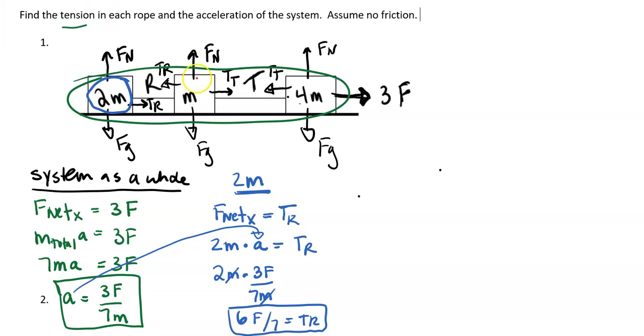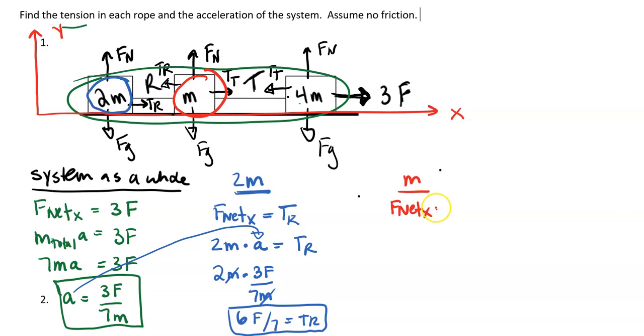Let's go ahead and look at block M. So we already know for block M, we already know tension TR is going to be 6F over 7. So let's go ahead and find tension TT. So we know F net X. Oh my goodness, I'm realizing, even though we normally have this as our coordinate system, up and down is the Y direction and the horizontal is the X direction. I'll say to the right is positive and up is positive.